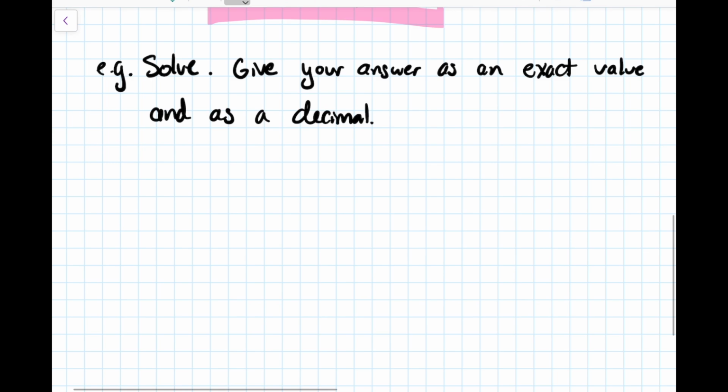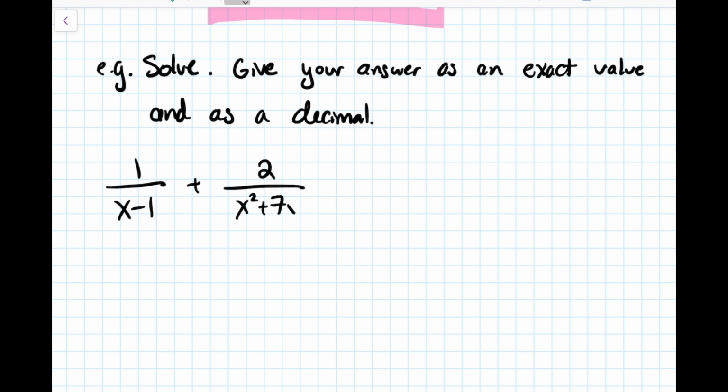So here's your equation. It's 1 over x minus 1 plus 2 over x squared plus 7x plus 10 equals 3 over 2x plus 4. So away you go. Pause me here and give it a shot, and then be really careful. Once you've got yourself down to your final answer, come back and see if it's right.